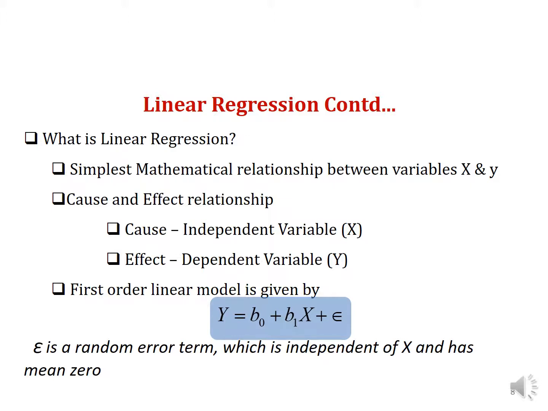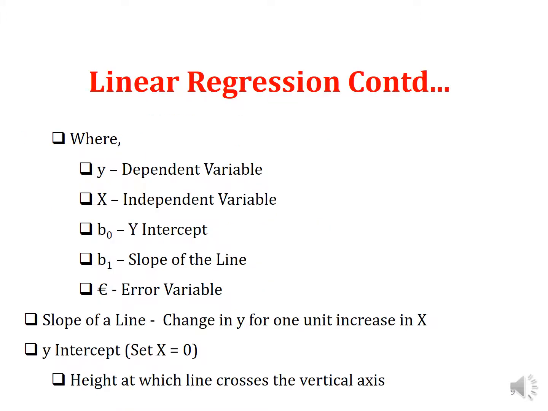The first order linear model is given by y is equal to b naught plus b1x plus epsilon. Epsilon is a random error term which is independent of x and has a mean 0. So in the simple linear regression, we have y, the dependent variable, x, the independent variable, b naught is the y-intercept, b1 is the slope of the line, and epsilon is the error variable.